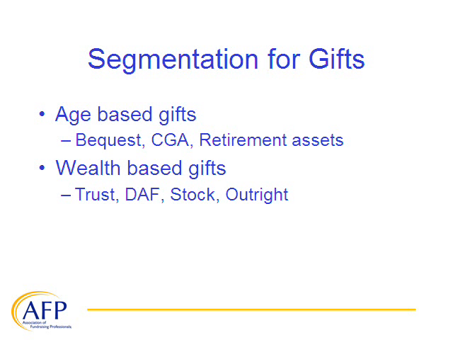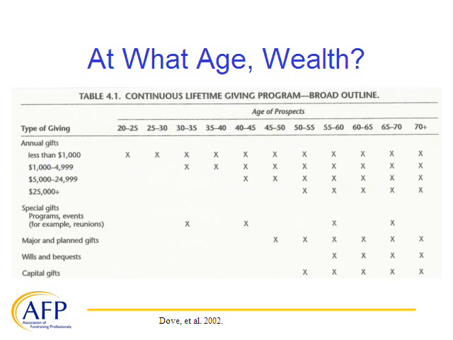So as we look at messaging to potential major donors, we want to make sure that we're segmenting for wealth-based gifts. Age does play a part in it. If we look at this table, which is from Kent Dove, you'll notice that age does play a part in major giving. Dove suggests that a $25,000 gift is appropriate to start at age 50.